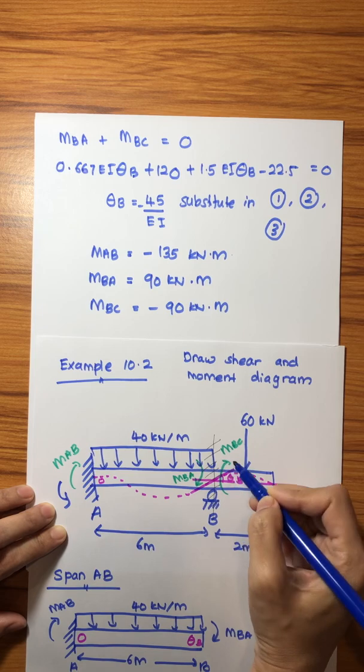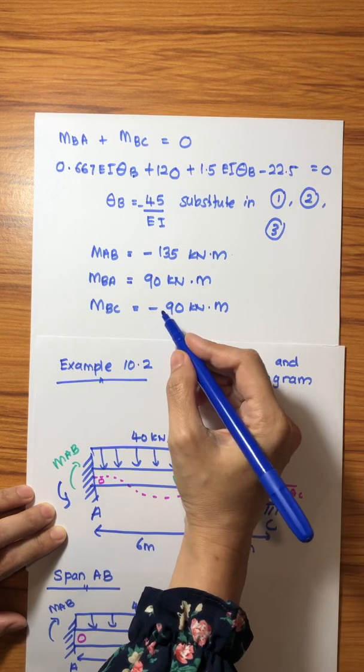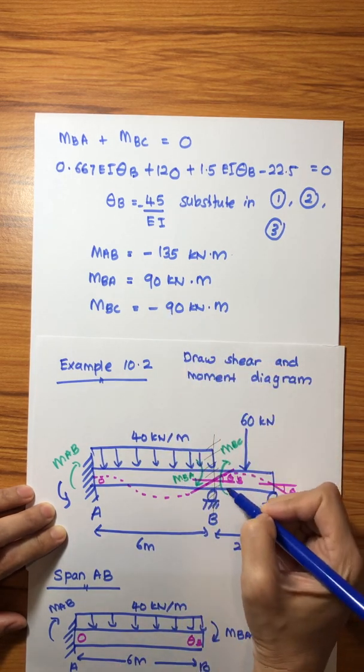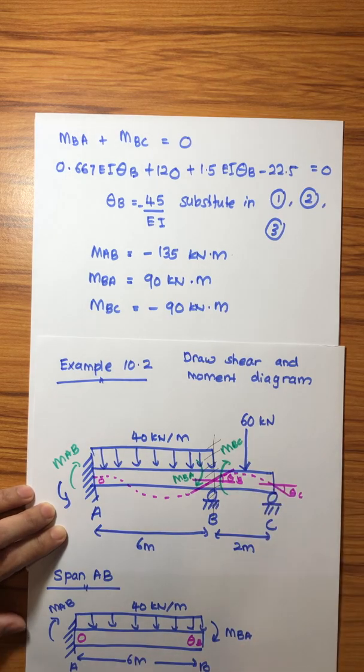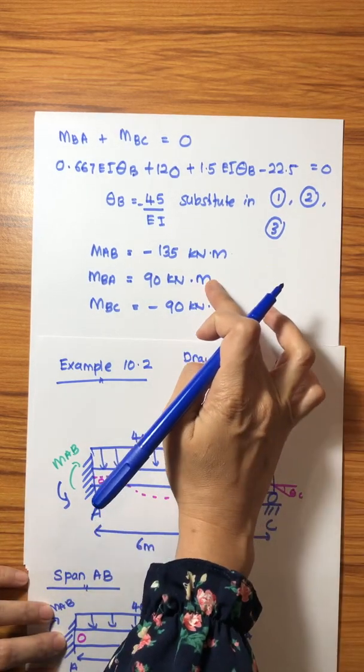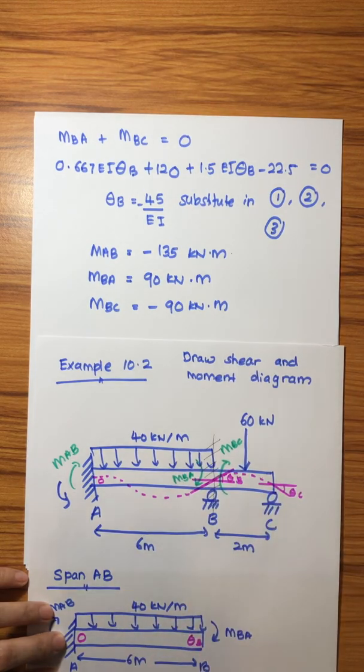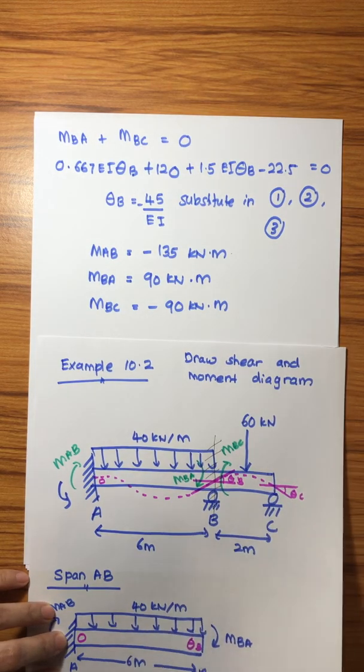So MBC, you assumed it to be like this, but you got negative, so you just change the arrow of your moment. Okay, you have this value and this value. Now we are going to calculate the support reactions.